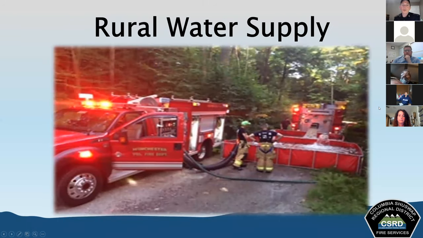So, rural water supply. In areas that aren't served by municipal systems, or even if they are served by municipal systems, perhaps they don't have a hydrant system, residents are going to have to rely on wells or cisterns for water in some areas. There's going to be no hydrants. Firefighters need to get their water from other sources.